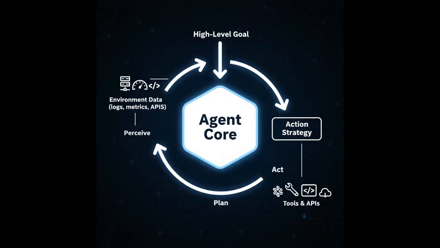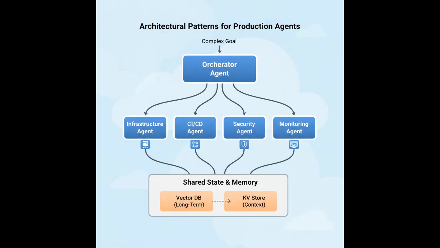And third, a continuous perception action loop. The agent constantly observes its environment, system metrics, API responses, logs, and uses that perception to inform its next action. This loop is what allows it to handle novelty and unexpected conditions, a critical departure from brittle, hard-coded logic. This isn't just a chatbot, it's a dynamic, self-directed entity operating within a defined digital environment.